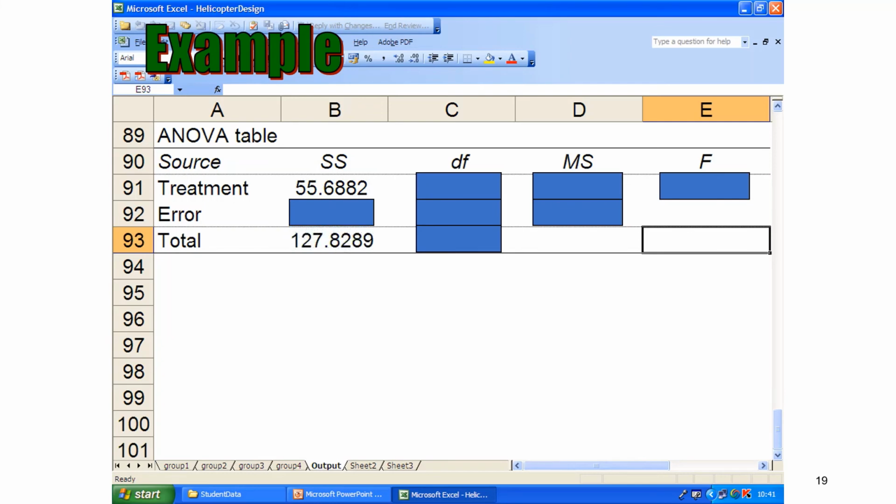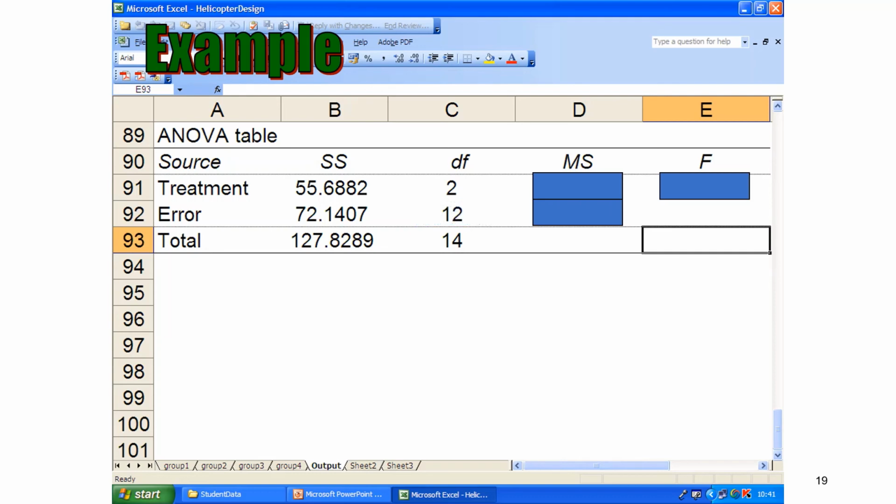Error sum of squares is the total sum of squares minus treatment sum of squares, which is 127.8289 minus 55.6882 equal to 72.1407. The degree of freedom for total is 15 minus 1, which is equal to 14. The degree of freedom for treatment is 3 minus 1, which is equal to 2. The degree of freedom for error is 14 minus 2, which is equal to 12.